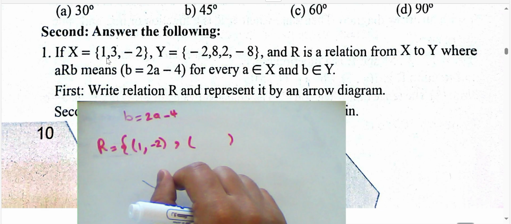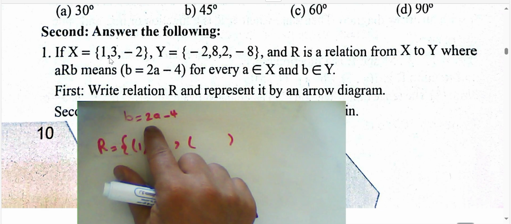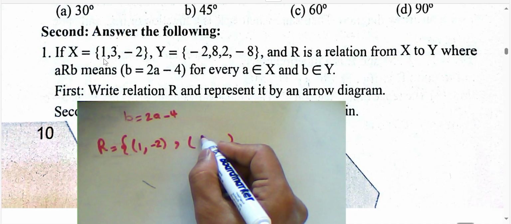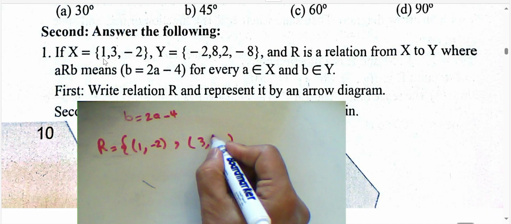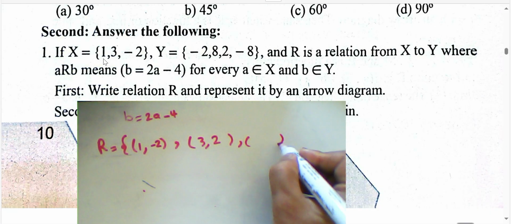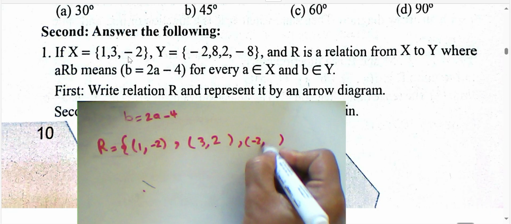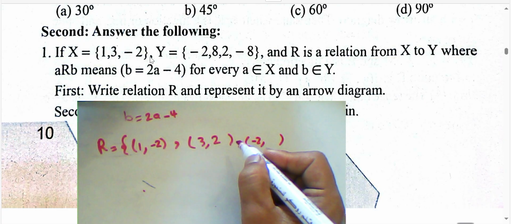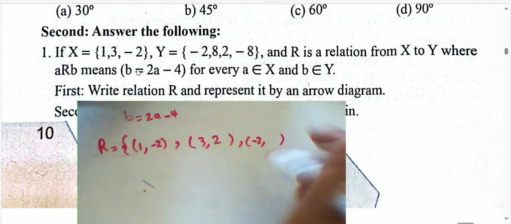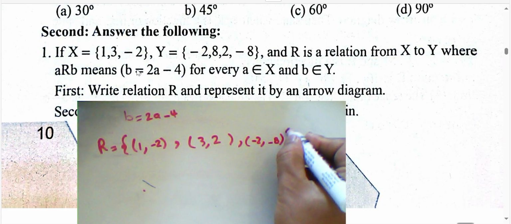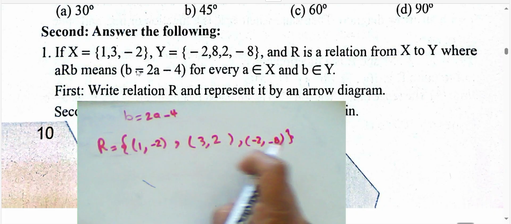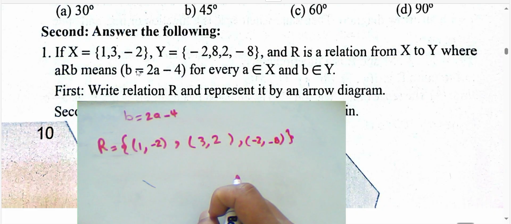And second, we must put x equal 3. 2 times 3 is 6, 6 minus 4 equals 2. Then when we put x equal 3, the image will be 2. And also we must put x equal negative 2, because negative 2 belongs to the set X. Negative 2 times 2 is negative 4. Negative 4 plus negative 4 will be negative 8. Okay, we have (1, negative 2), (3, 2), (negative 2, negative 8).